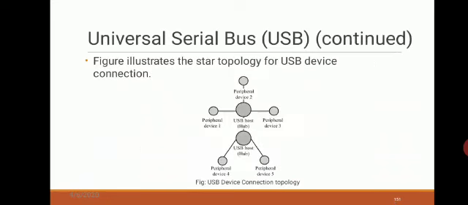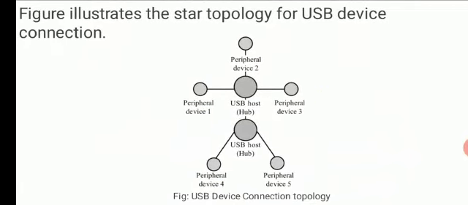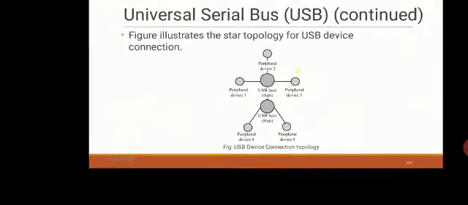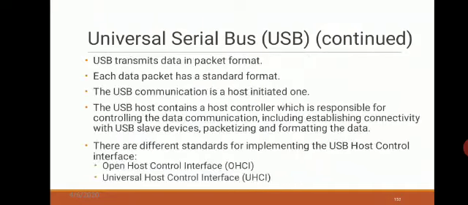Okay, the figure illustrates the star topology for USB device connection. So you can see here you have one USB host, which is called a hub, and then you have a number of peripheral devices connected, and you can also connect one USB host to another USB host, and for that again there are a number of peripheral devices. This is how the USB cable can be connected. Fine. So there is one USB host with a number of peripherals, or one USB host is connected to another USB host which again has a number of sub peripherals. So this is how the USB topology works.